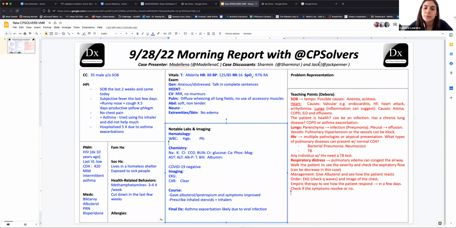And in this case, the patient had an asthma exacerbation. So as Jack said, we need to check the patient in a few days to see if the symptoms improve or not. So thank you, everyone.